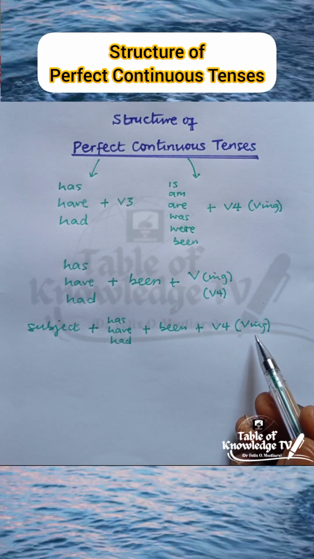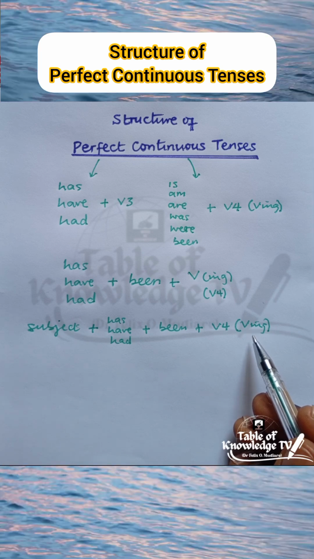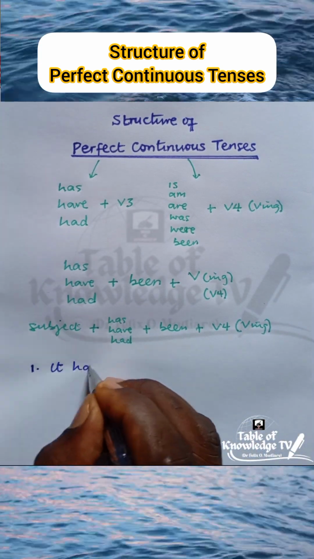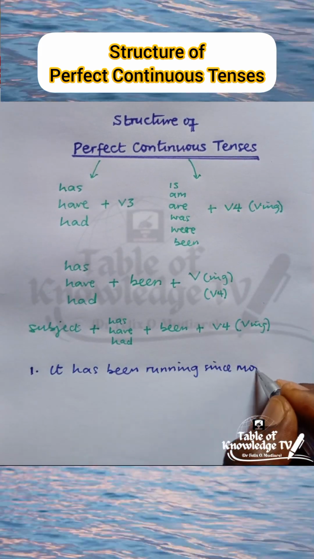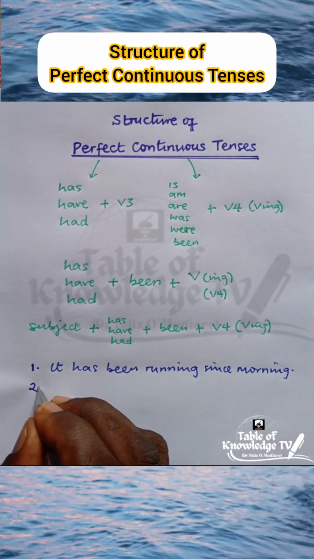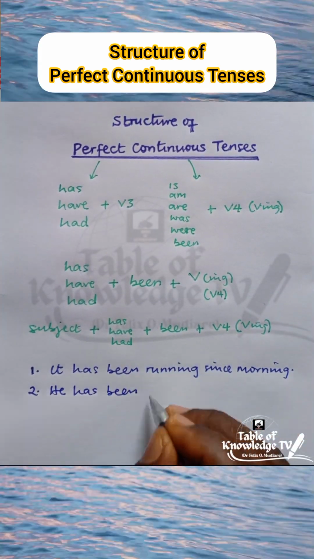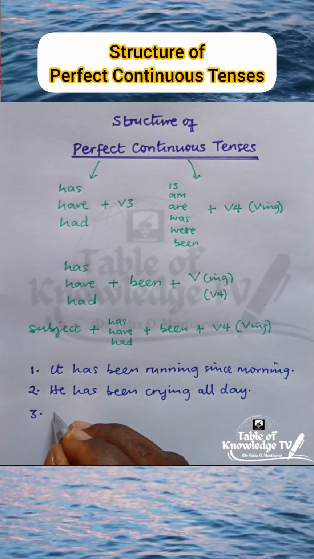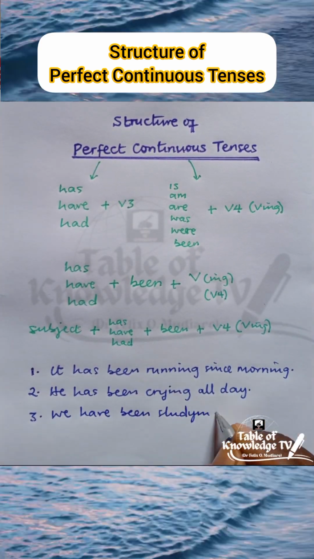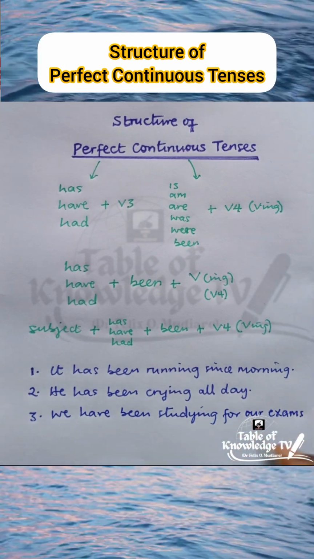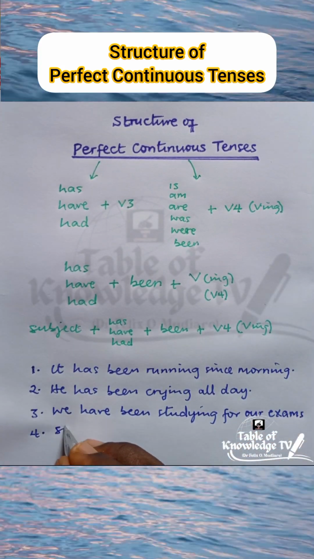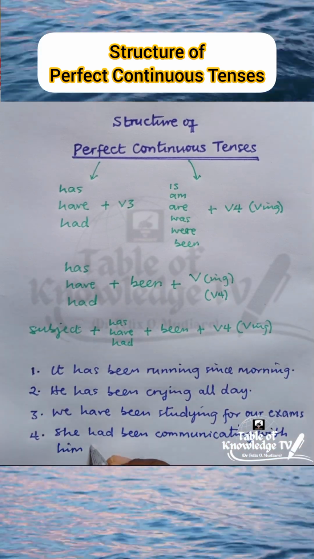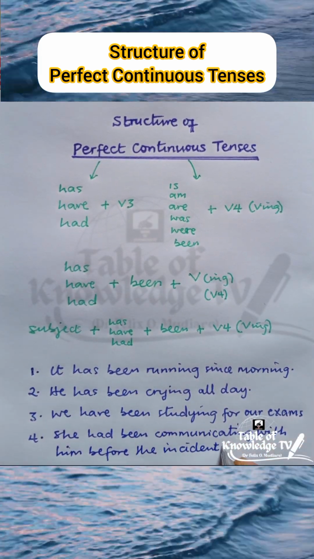We're now going to use sentences to illustrate the perfect continuous tenses. Sentence 1. It has been running since morning. Sentence 2. He has been crying all day. Sentence 3. We have been studying for our exams. Sentence 4. She had been communicating with him before the incident.